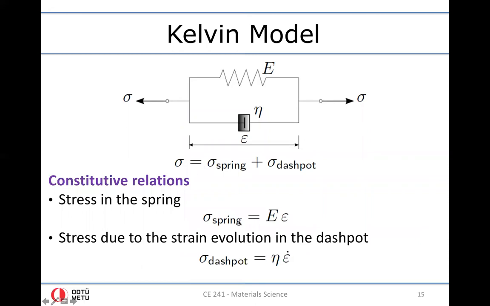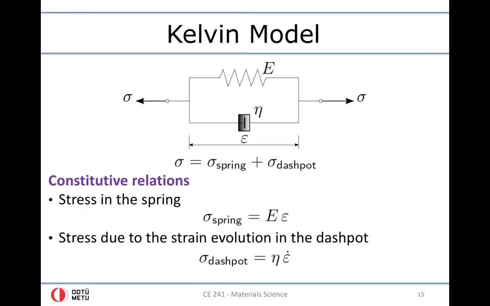So constitutive relations are essentially as usual. For the spring, we have Hooke's law, where the stress is proportional to strain. For the Newtonian model, we have the linear viscous response. In other words, Newtonian fluid expression, stress in the dashpot is proportional to the rate of the strain through the coefficient of viscosity.